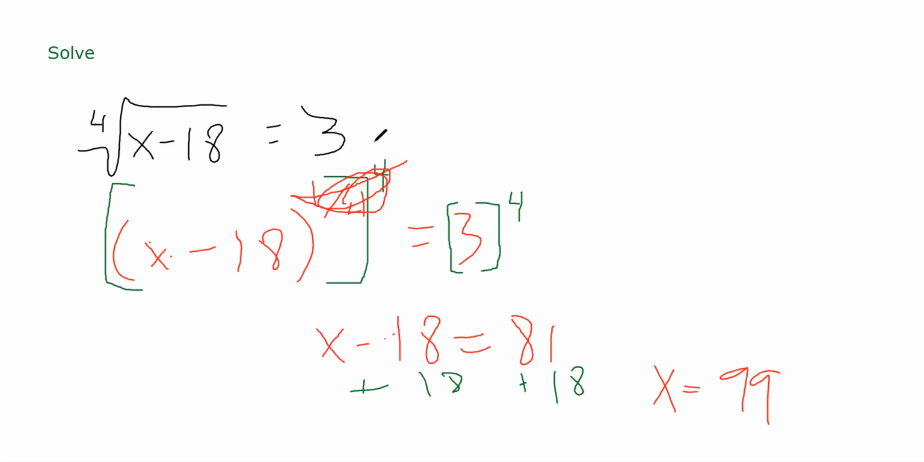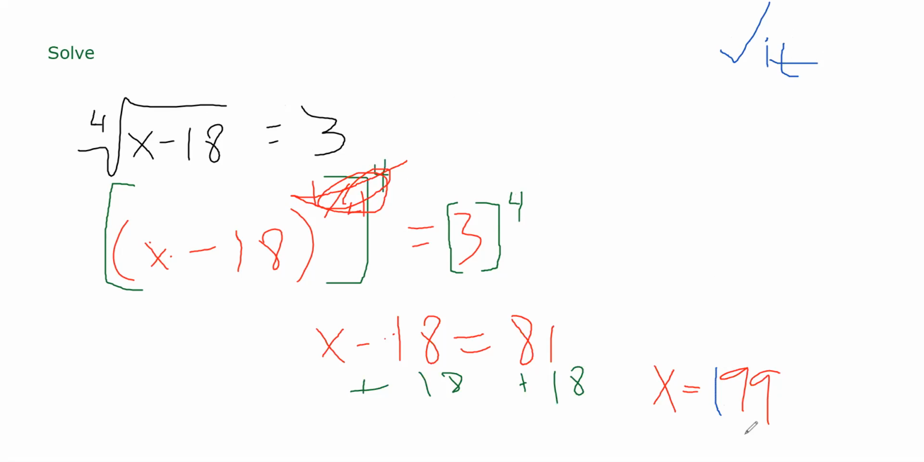Now, am I happy to just sit on that and not do anything with it and say, that is for sure the answer? No, I'm not. Remember, if I raise both sides to a power, we need to check. We need to make sure it's going to work. So we're going to check it. That's a check mark, not the Nike logo. I'd get sued. Check it.